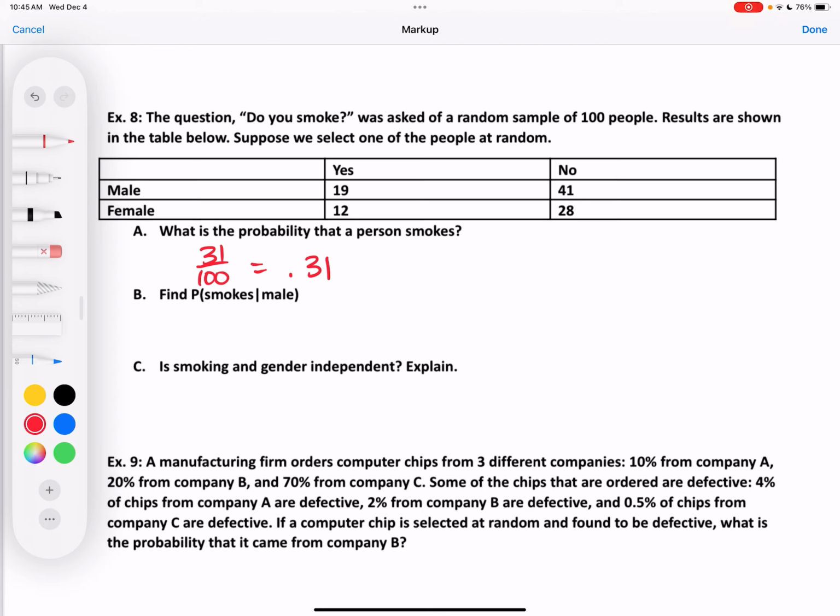What about the probability that they smoke given that they're male? 19 out of 31? Wait.